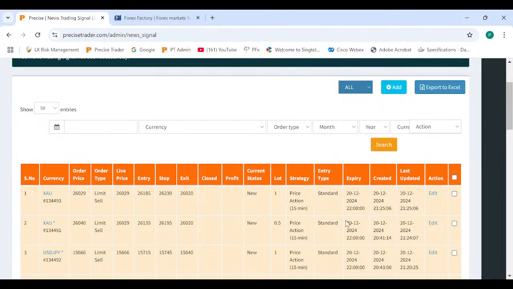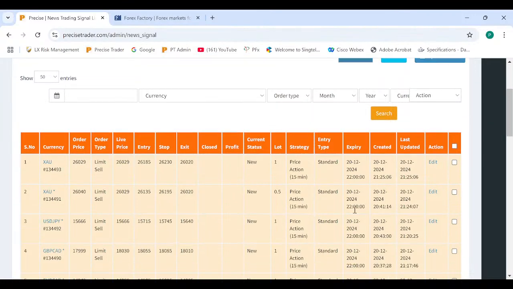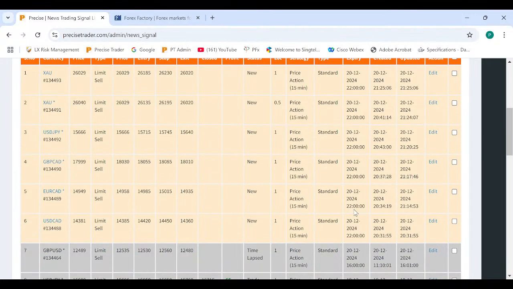Now, these are the orders we are going for news trading. So one sell Canadian dollars, one sell euro CAD, one sell pound CAD, one sell dollar yen, and two gold sell. One is a half lot, and another one is a full lot. This is the pre-announcement orders.